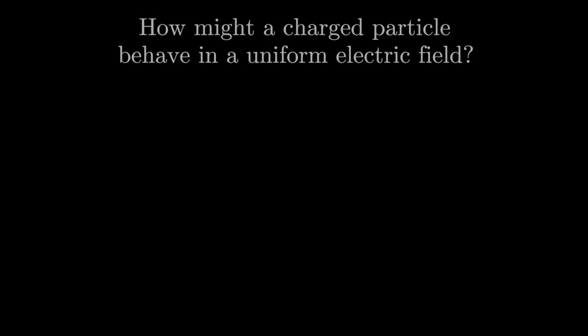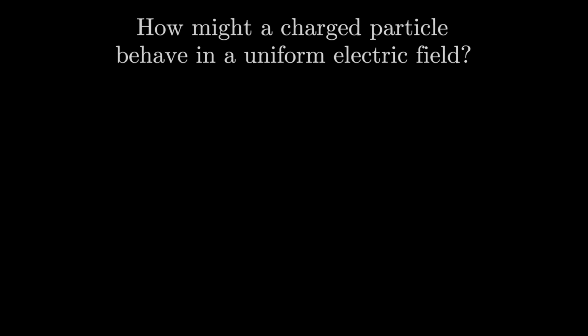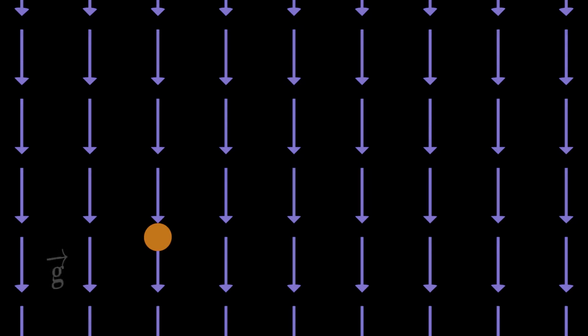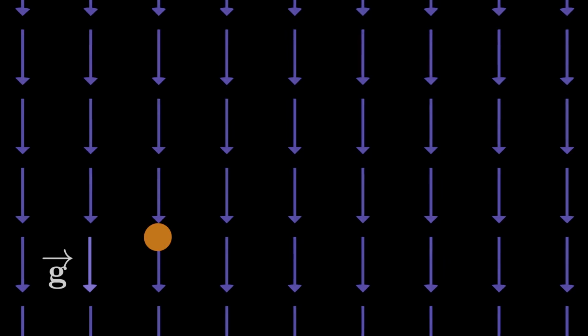The natural question now is, how might a charged particle behave in a uniform electric field? Well, let's think back to classical mechanics for a second. We've already seen how a particle with mass behaves in free fall in a uniform gravitational field. The gravitational field has the effect of changing the mass's vertical component of velocity, but not its horizontal component. Why? Well, the gravitational force on this particle is m times g, where m is the particle's mass and g is the gravitational field.